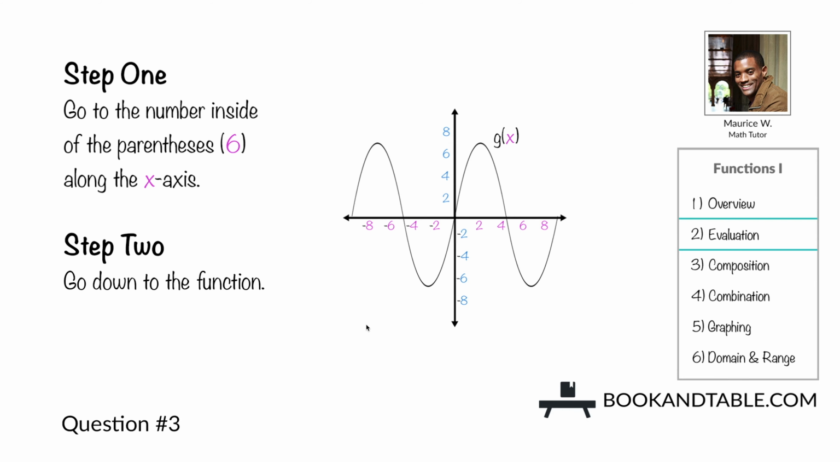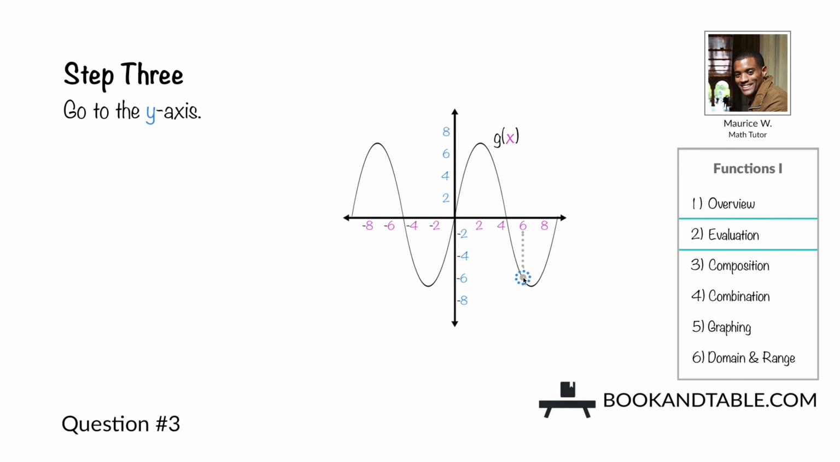Let's now have a look at question number 3. We're asked to find g of 6. So step 1, go to the number inside of the parentheses, 6 along the x-axis. So we go to 6. And then step 2, we want to go down to the function from here. And then step 3, we want to go to the y-axis from here, showing us that when x is 6, y is equal to negative 6 for the function g. So g of 6 is equal to negative 6.